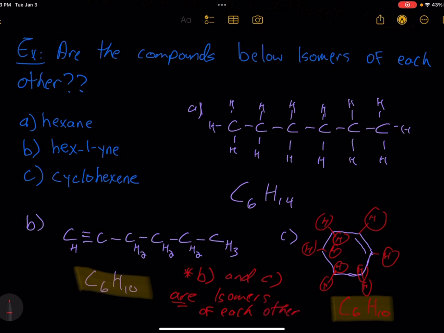but hexane is not an isomer because the formula is not the same, right? And I'll just write not an isomer.